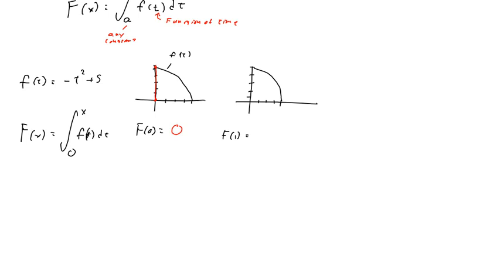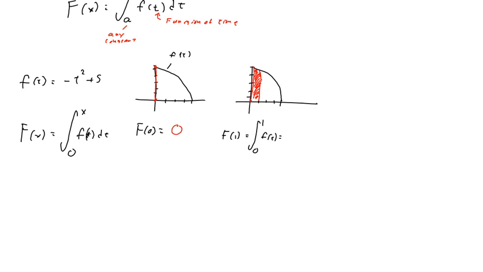F of 1 says, well, I'm starting here at 0. I'm starting at 0, and I'm going to 1. I have accumulated this amount of material so far. So I've done the integral from 0 to 1 of f of t, which is some positive value.